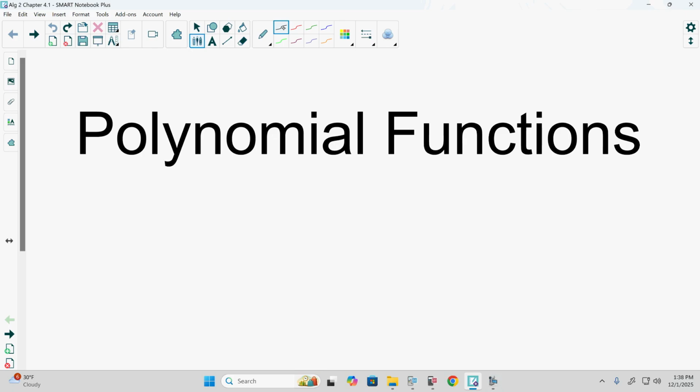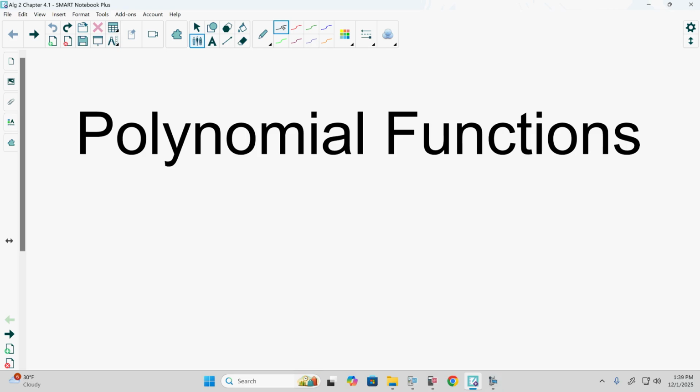Today we are starting Chapter 4. This will be the last chapter we cover before Christmas break. This is the last chapter we're covering this semester. Chapter 4 is going to be polynomial functions. Quadratics, what we did in Chapter 3, all of those are a type of polynomial function. But we're going to be looking at degrees or functions that are bigger than it.